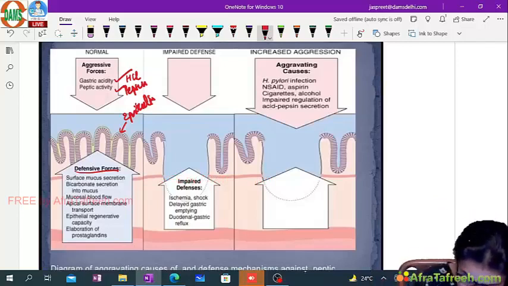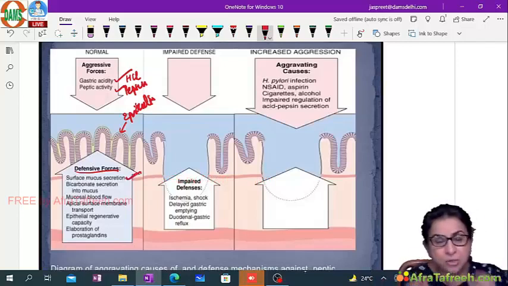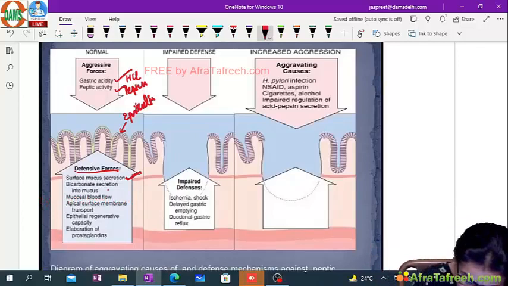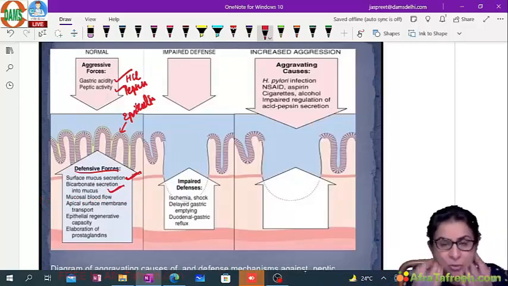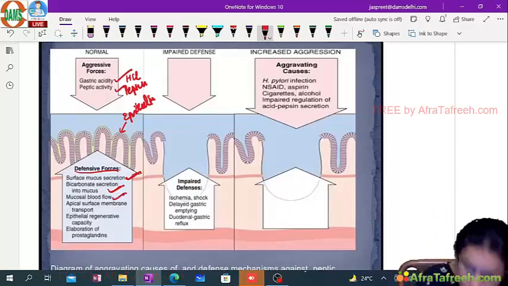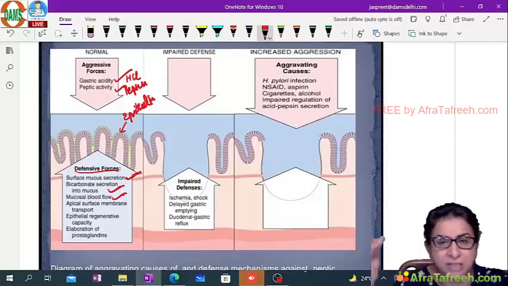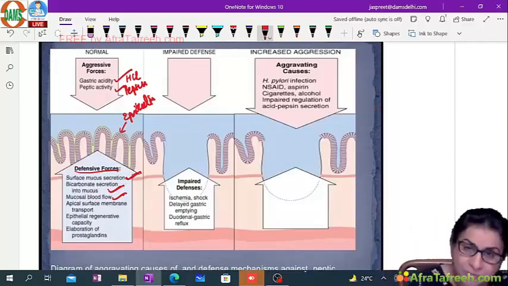They are, number one, surface mucus secretion. The foveolar epithelial cells produce lots of mucus, and this mucus covers the epithelial layer like a protective sheet. Second, bicarbonate secretion in the mucus. These bicarbonates take care of the acid, HCl. Third, mucosal blood flow. A lot of blood flows into the mucosa, and this blood flow helps to wash away all the toxins and thus protects the mucosa from getting damaged.